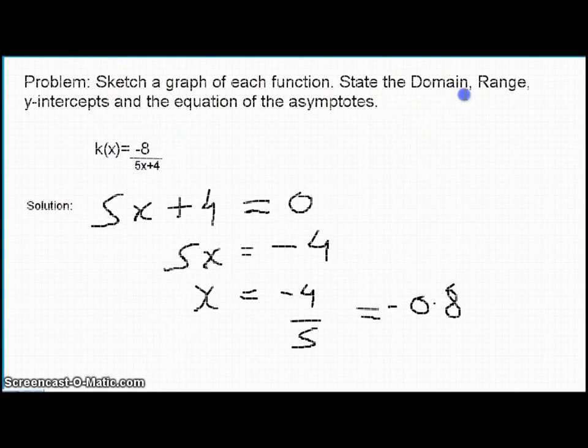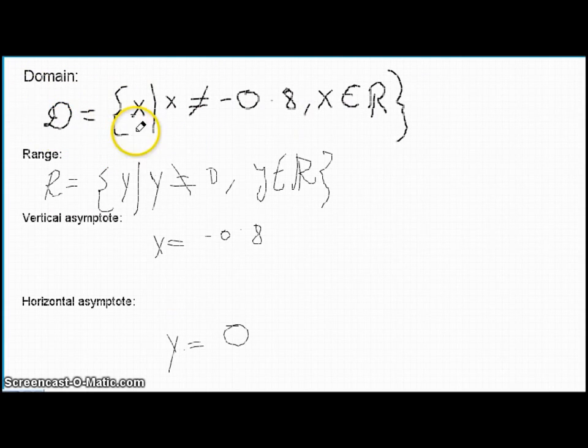So we found our domain, our range, and the equation of the asymptotes. The domain is x such that x is not equal to negative 0.8 and x is an element of all real numbers. The range is y such that y is not equal to 0 and y is an element of all real numbers. The vertical asymptote is at x equals negative 0.8, and the horizontal asymptote is at y equals 0.